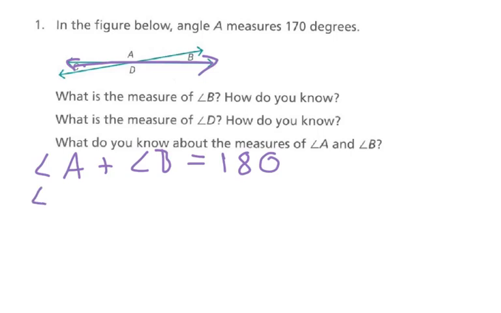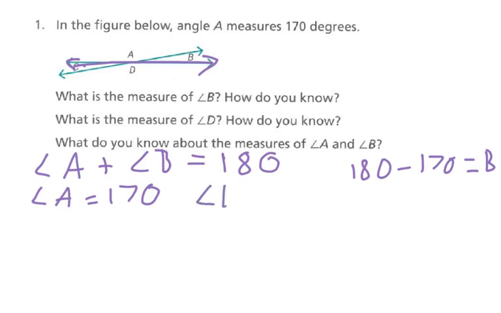Now, I know that angle A is 170. So basically, I'm going to take 180 and subtract 170 to figure out what B is. So what's 180 minus 170? 10. So that means that angle B is 10 degrees. Sorry. So we really should be writing like the little degree symbol. I haven't been doing that. So learn from my mistake. And so angle A is 170. Angle B is 10.